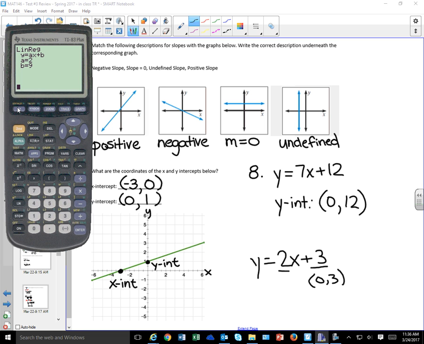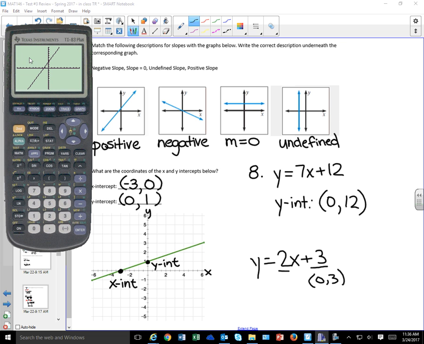Remember, when we're going to graph something, we go to y equals. We have to put our equation in slope-intercept form because it's already set up where the y is over here, so we have to put everything else over here on the right. So we're going to put in 2 and then our X variable is this right here. So push that and then plus 3 and graph.